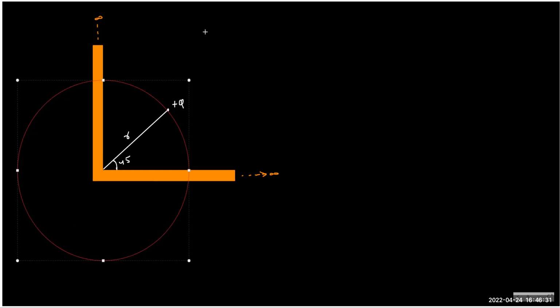Understood? So imagine this is the center. Draw a circle and take the reflection on the surface. So one will be here. Yes, sir. One will be here.